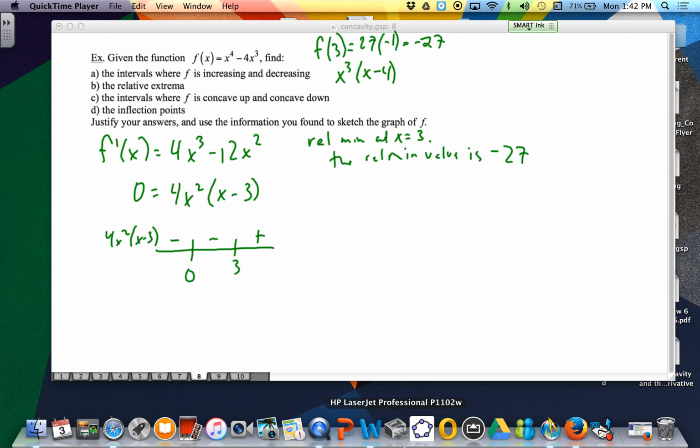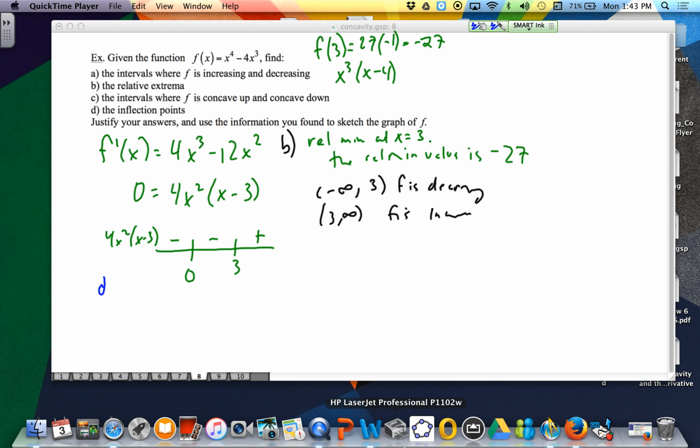Now, for concavity, so this would be, I guess my B is my relative extrema. For A, from minus infinity to 3, my function f is decreasing. From 3 to infinity, f is increasing. So now I will work with C.